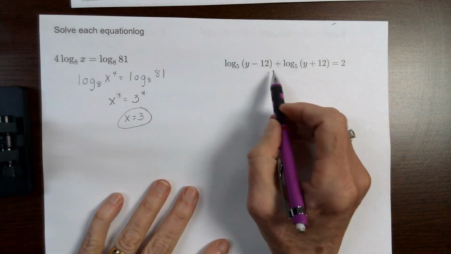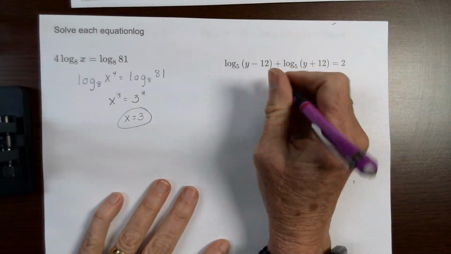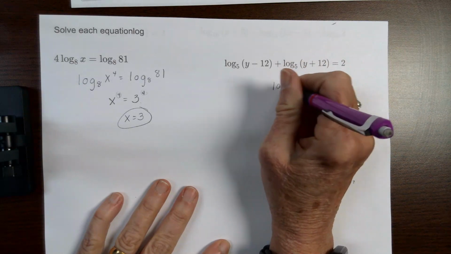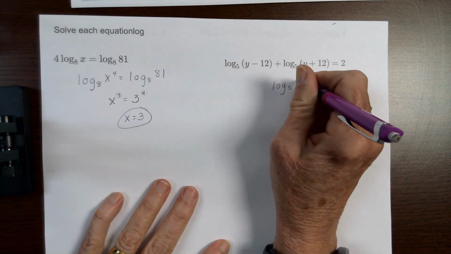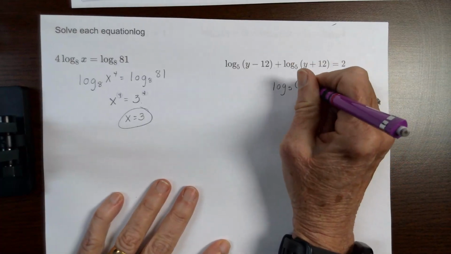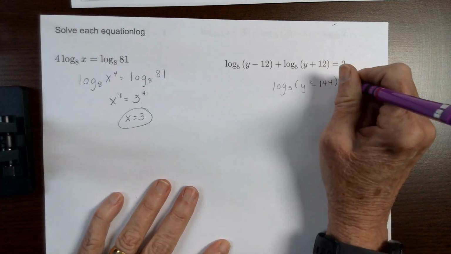All right, let's look at this one. You have addition, which means I'm doing multiplication on this. So I have a log of, and let's do multiplication. This is going to be a difference of squares, so it's going to be y squared minus 144 is equal to 2.